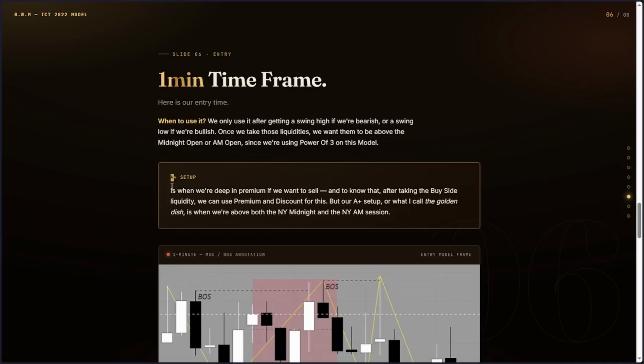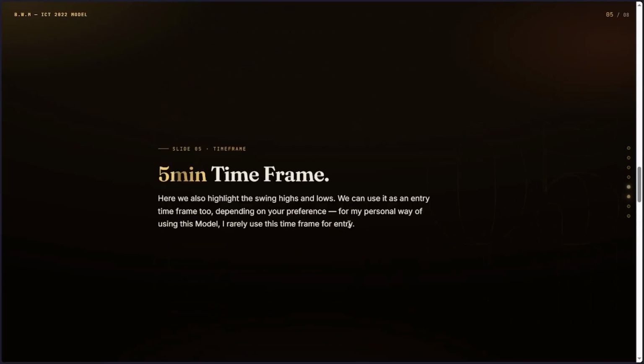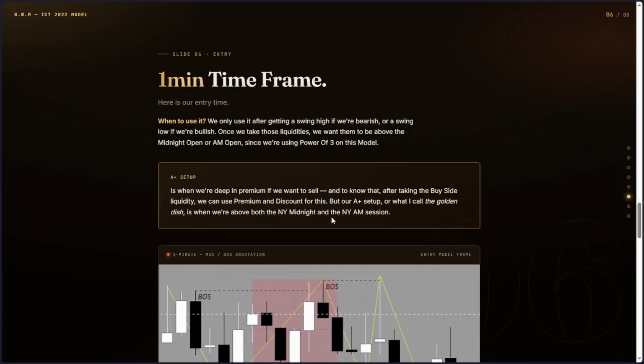An A plus setup is when we're in deep premium and we want to sell. The A plus setup, I just want to mention, is when we're above, as an example, the midnight open and the AM session open. That's what I call the golden dish.